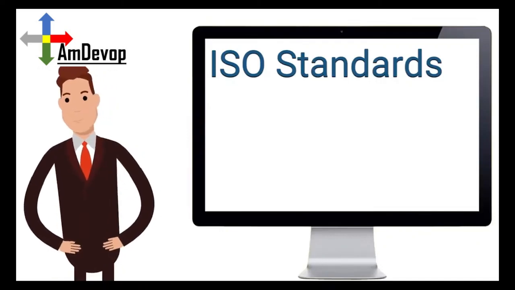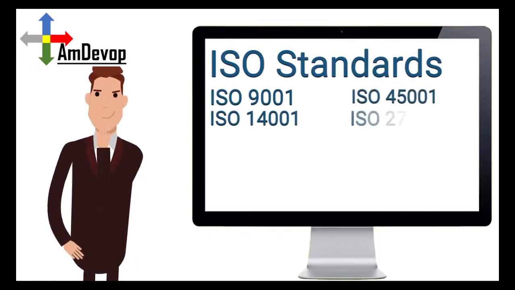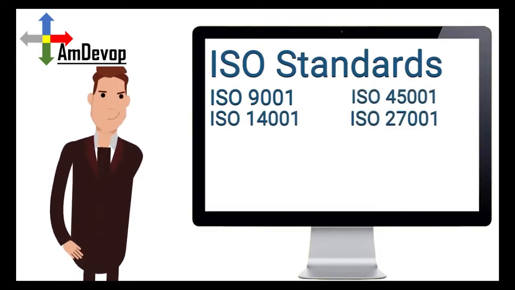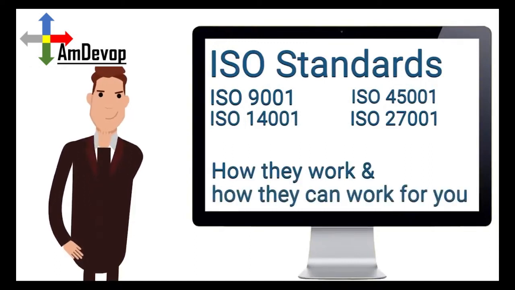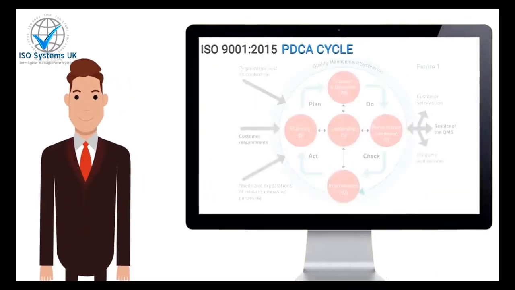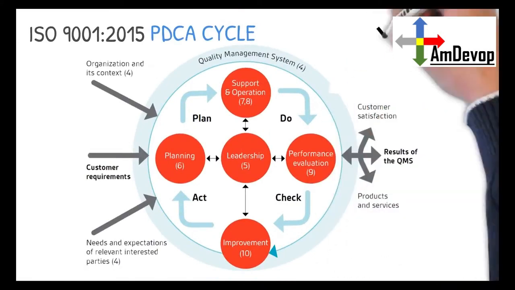The ISO standards. Whether it's the 9001, 14001, 45001, or 27001, they all share the same framework. So here it is in a nutshell: how they work, and how they can work for you. For those planning to adopt the 9001, here's a map of the new quality management system.